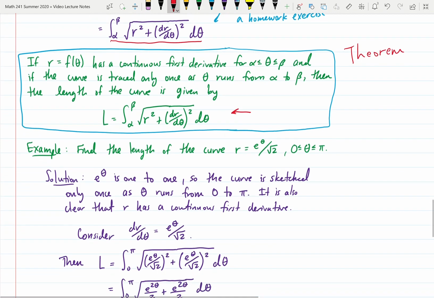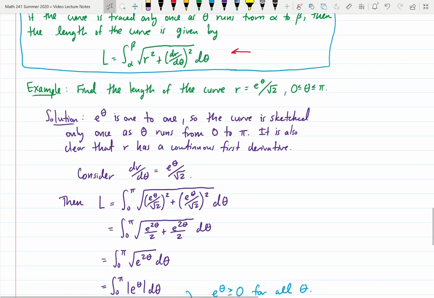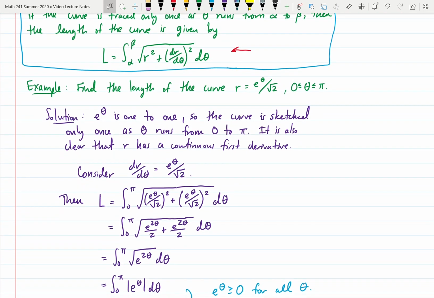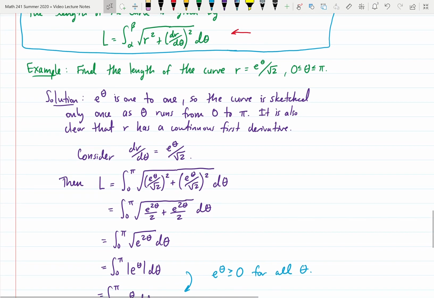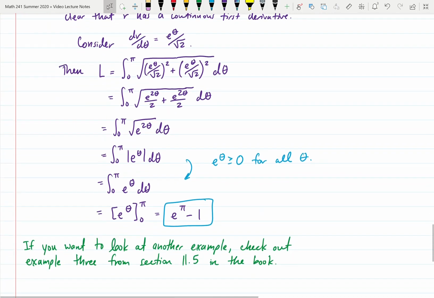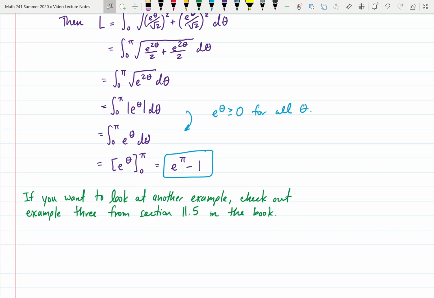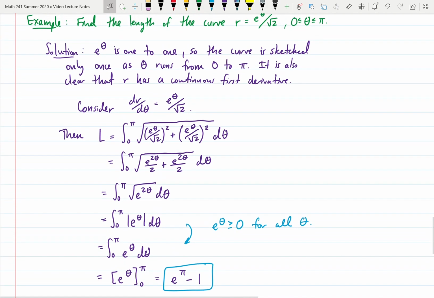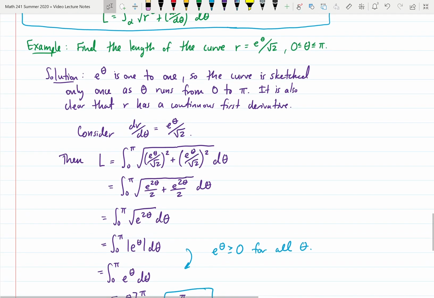And the last thing for this video is just an example of finding the length of a curve. So I think this is problem 22 that I just randomly selected from section 11.5. I wanted to select a problem from the homework section just so that you could look at example 3 if you wanted an extra example to look at for calculating arc length. So let's go through this example.